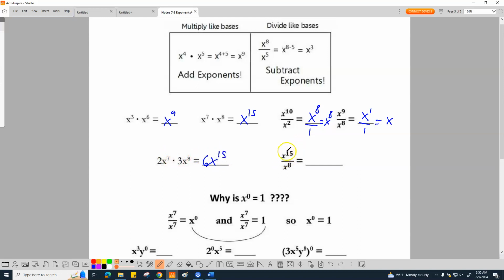All right, this is now saying division. X to the 15 divided by x to the 8. What do I do with that? 15 minus 8 is 7. And what's on the bottom at that point? Just a 1, but it's silly to write it like that.